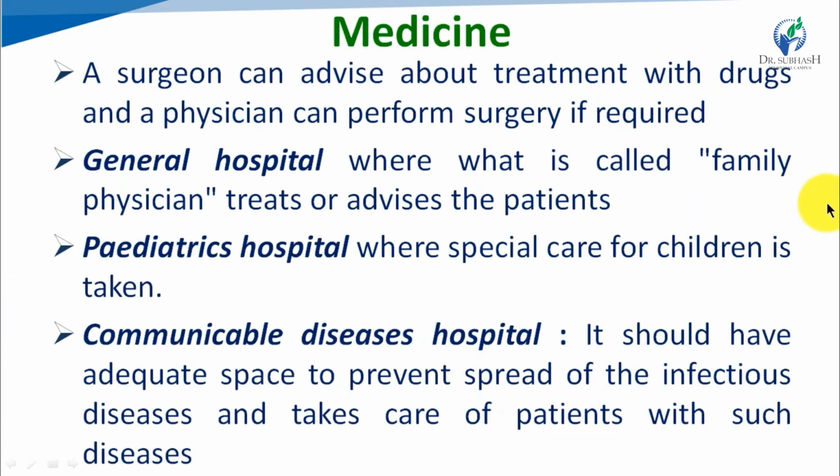Then the third classification of clinical is medicine. Here a physician can advise about treatment with drugs, and perform surgery if required. Then we have the general hospital, where a family physician treats or advises the patient. Then the pediatric hospital, where special care for children is taken. Then the communicable disease hospital, which should have adequate space to prevent the spread of infectious disease and takes care of patients with such a disease.